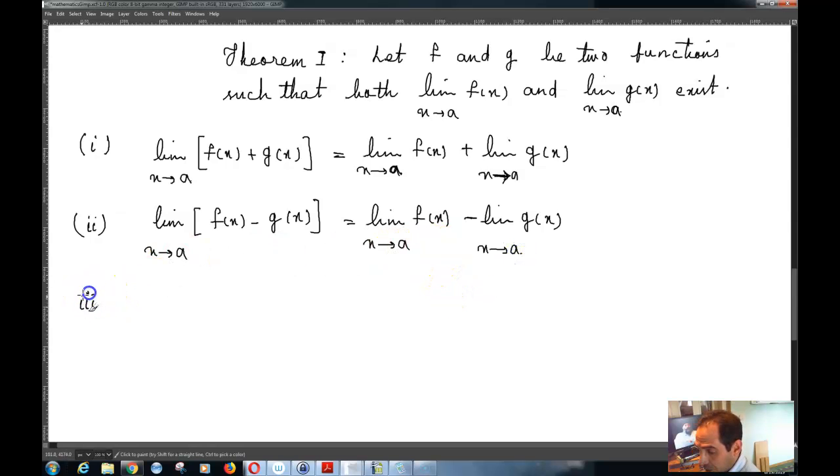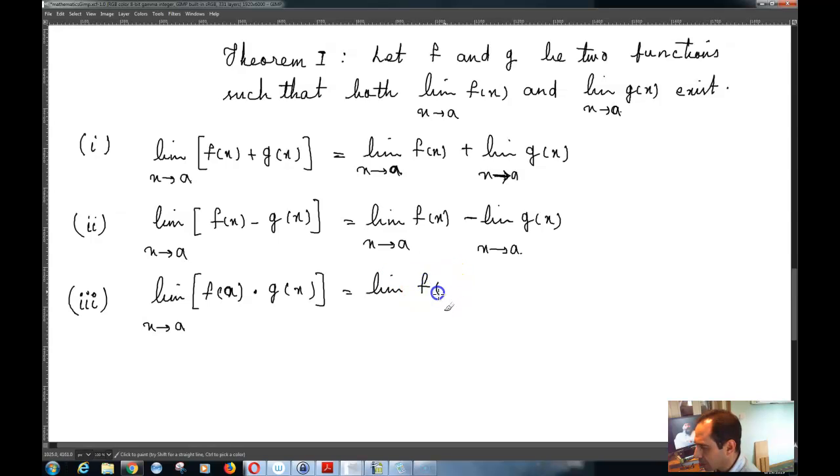Number three, you can say that the limit of the product of the two functions is the product of the limits of the two functions, meaning that the limit of f of x times g of x as x tends to a is equal to the limit of f of x as x tends to a times the limit of g of x as x tends to a.